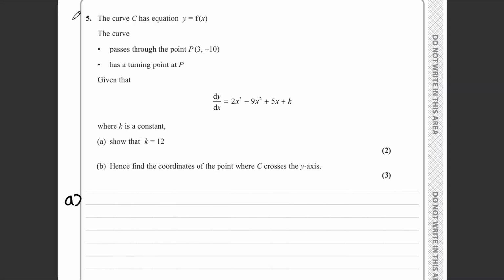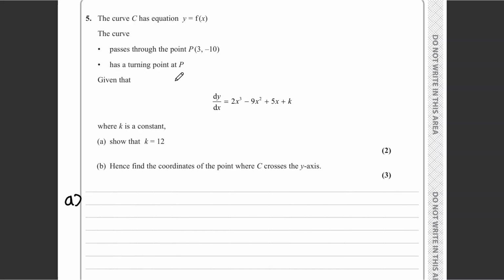Okay, so for question 5, we're told that the curve C has equation y is equal to f of x, and we're told that the curve passes through the point P, which is (3, -10), and we're told it has a turning point at P. And given that dy over dx is equal to 2x to the power of 3 minus 9x squared plus 5x plus k, where k is a constant, for part A, for 2 marks, we need to show that k is equal to 12. So the way that we can do this is we're told that the curve has a turning point at this point P.